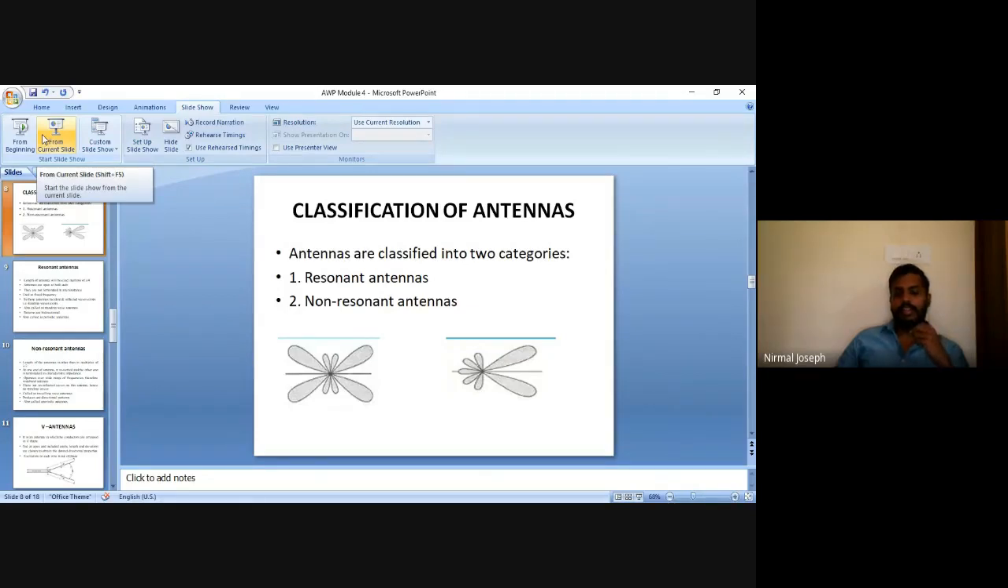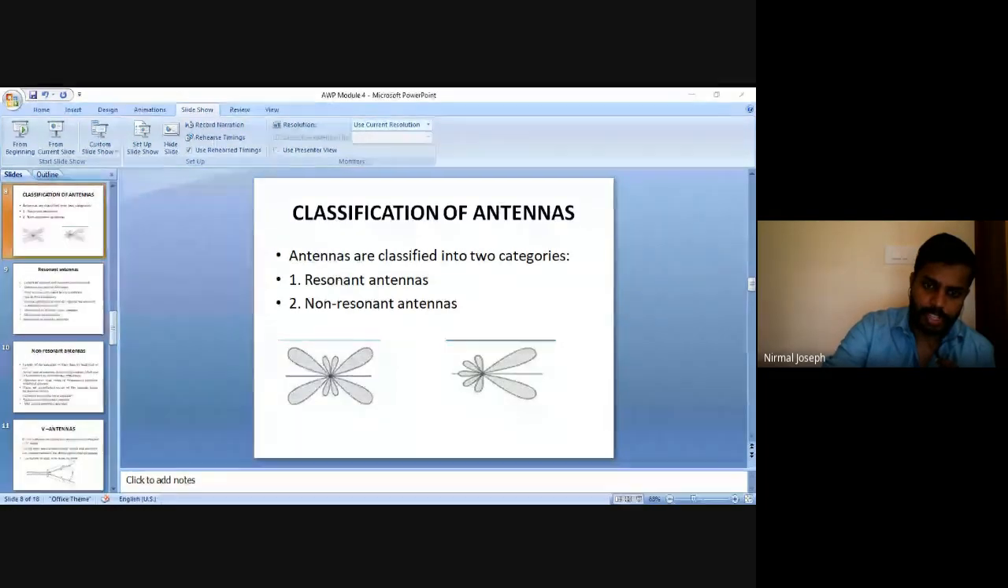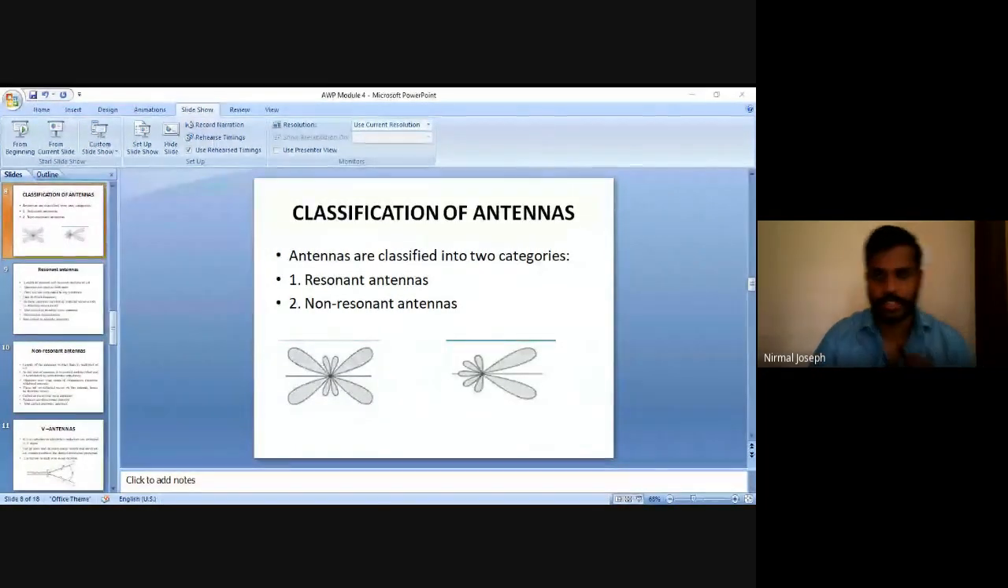Here you can see two radiation patterns, one on the left side and one on the right side. Can you say which radiation pattern belongs to the resonant antenna and which belongs to the non-resonant antenna? You have already studied this.